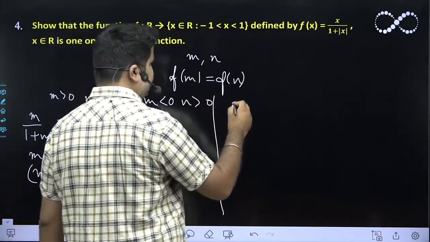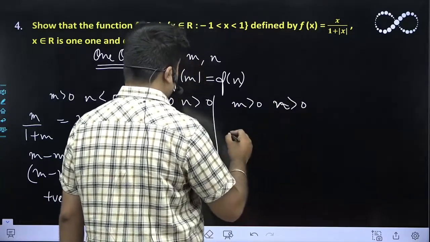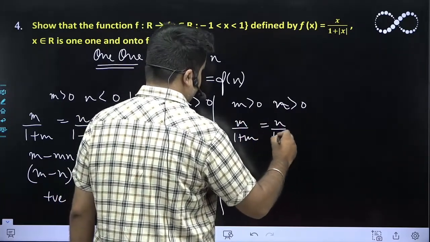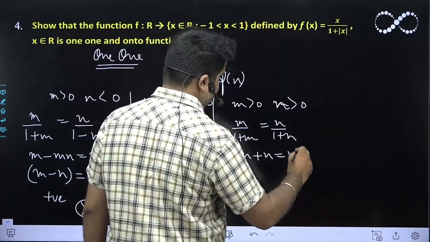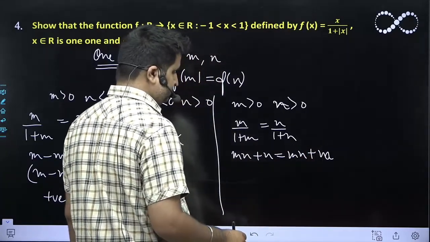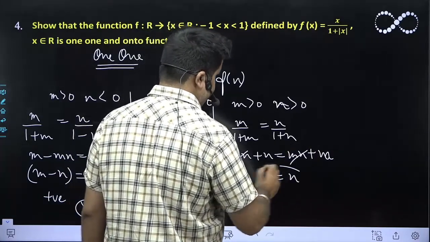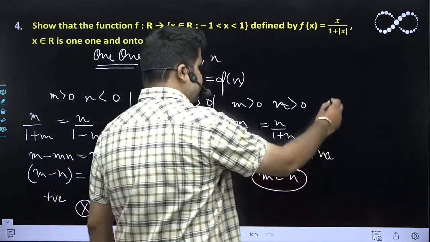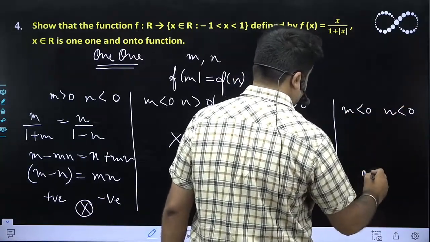So now we are left with only two cases, m greater than 0, n greater than 0. So in that case you get m upon 1 plus m, n upon 1 plus n. So you get mn plus n is equal to mn plus m. Right? So if you simply cancel this, you get m is equal to n. Okay? So just cross multiply and you will get m is equal to n. Similarly for m less than 0 and n less than 0, you get m is equal to n.